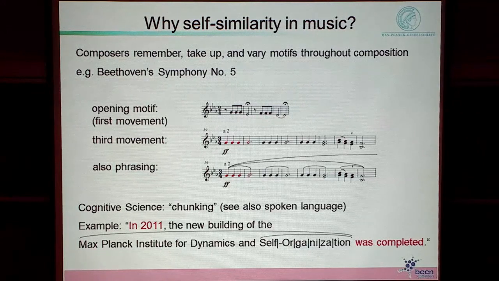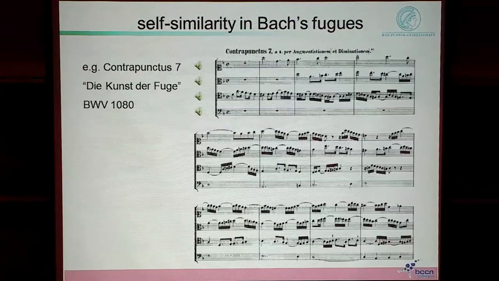And in the end, now my hour is over, I'd like to play an example to you of extreme self-similarity in a musical composition. And that's from the Kunst der Fuge, the art of the fugue. And it's Contrapunctus 7. It says per augmentationem and diminutionem. So augmentation and diminution. This refers to the speed of the theme. First, let me play this.